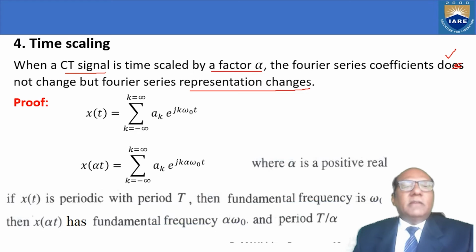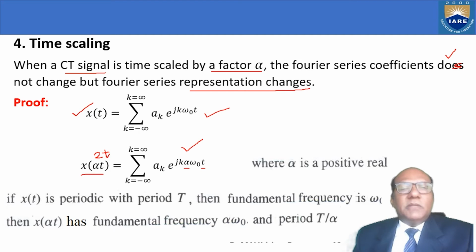Let us consider the given signal x of t, whose Fourier series expansion is shown here, and let us scale the time signal by a real positive constant alpha. In this case, let us say alpha equal to 2. That means x of 2t we want to find. Then you have to substitute t with 2t, so that is alpha t. In this Fourier representation, you have to substitute t with alpha t.